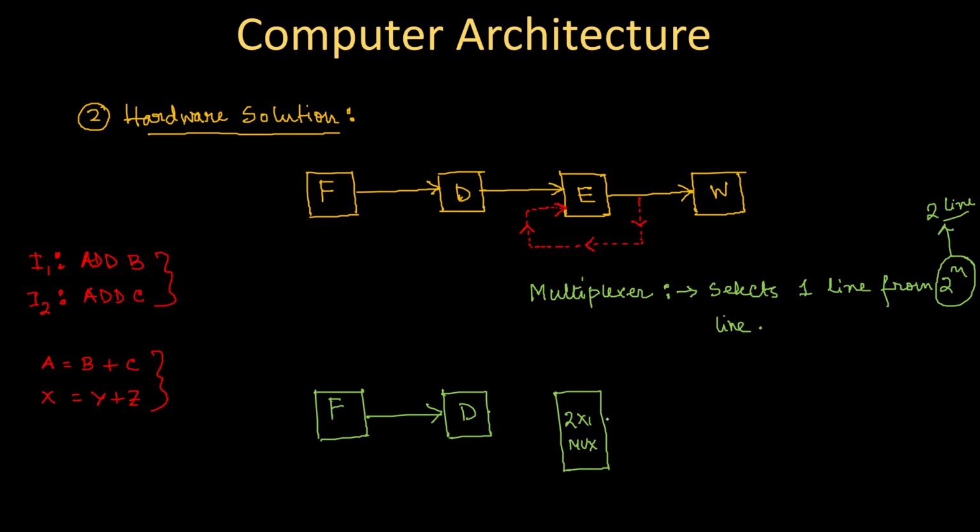And that multiplexer output will be on the execution stage. And then the output of the execution unit will go to the write back stage. As simple as that. But what is the input of this? One input will come from here, and another input will actually come from this one.